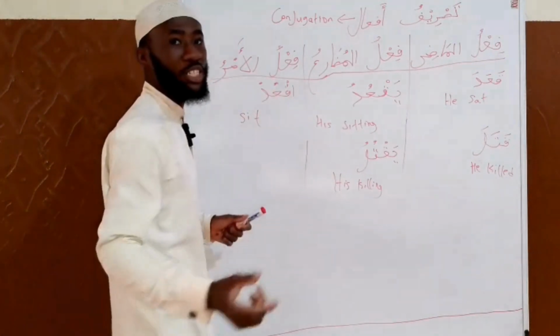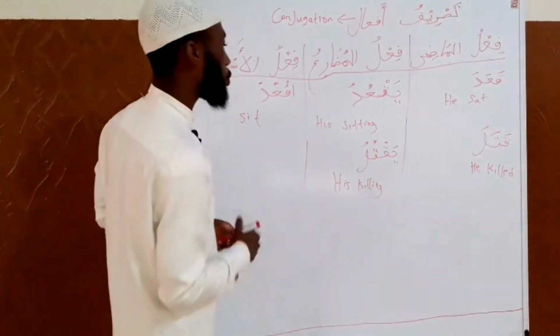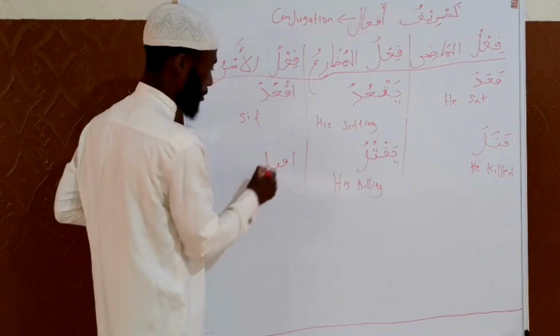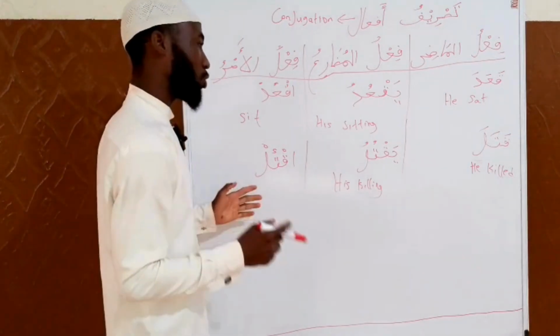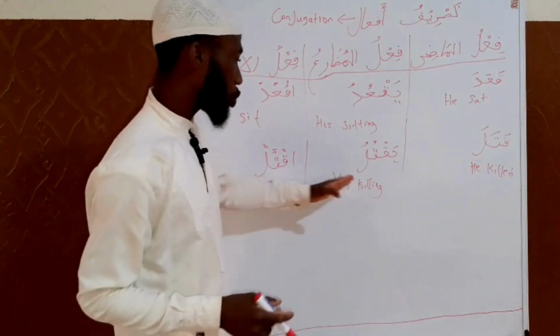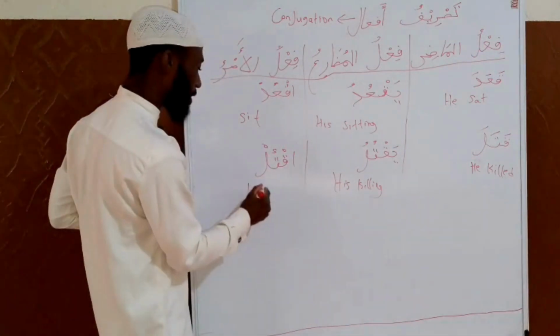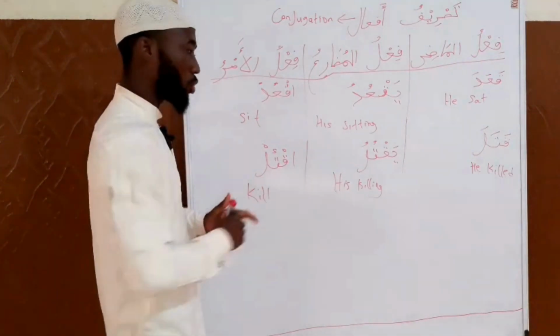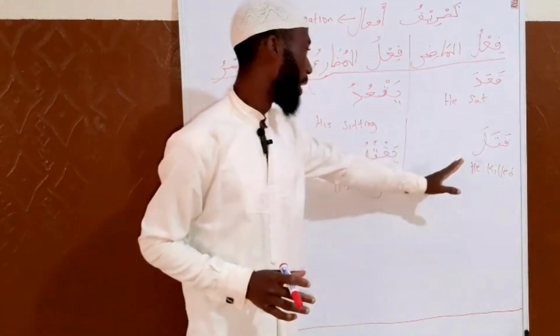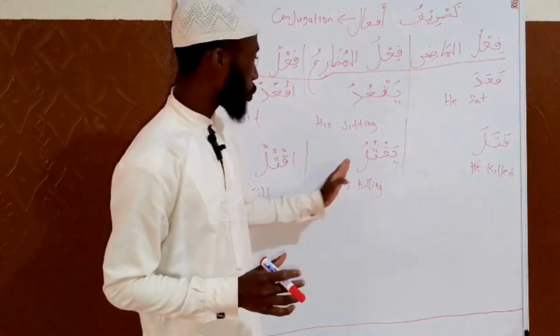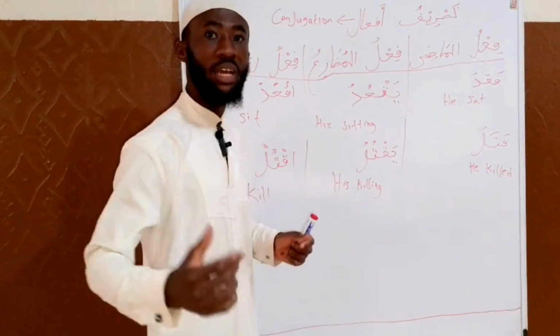Then the fi'l amr, which is going to be the command tense. That is going to be uqtul, that you are killed. You are commanding someone to do this. So conjugations also occur here, from qatala to yaqtul, which is the fi'l mudari, the present tense.